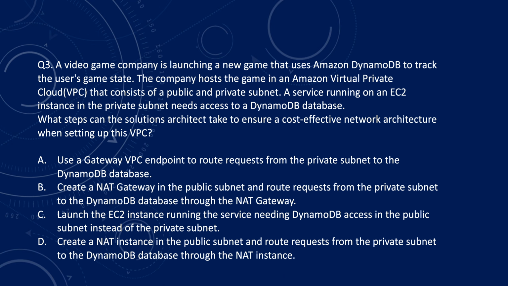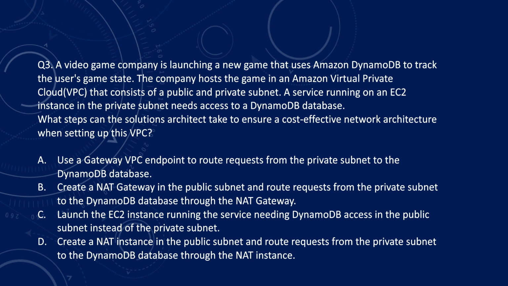So the question is: a video game company is launching a new game that uses Amazon DynamoDB to track the user's game state. The company hosts the game in an Amazon Virtual Private Cloud (VPC) that consists of a public and private subnet. A service running on an EC2 instance in the private subnet needs to access the DynamoDB database. What steps can the solution architect take to ensure cost-effective network architecture when setting up this VPC?